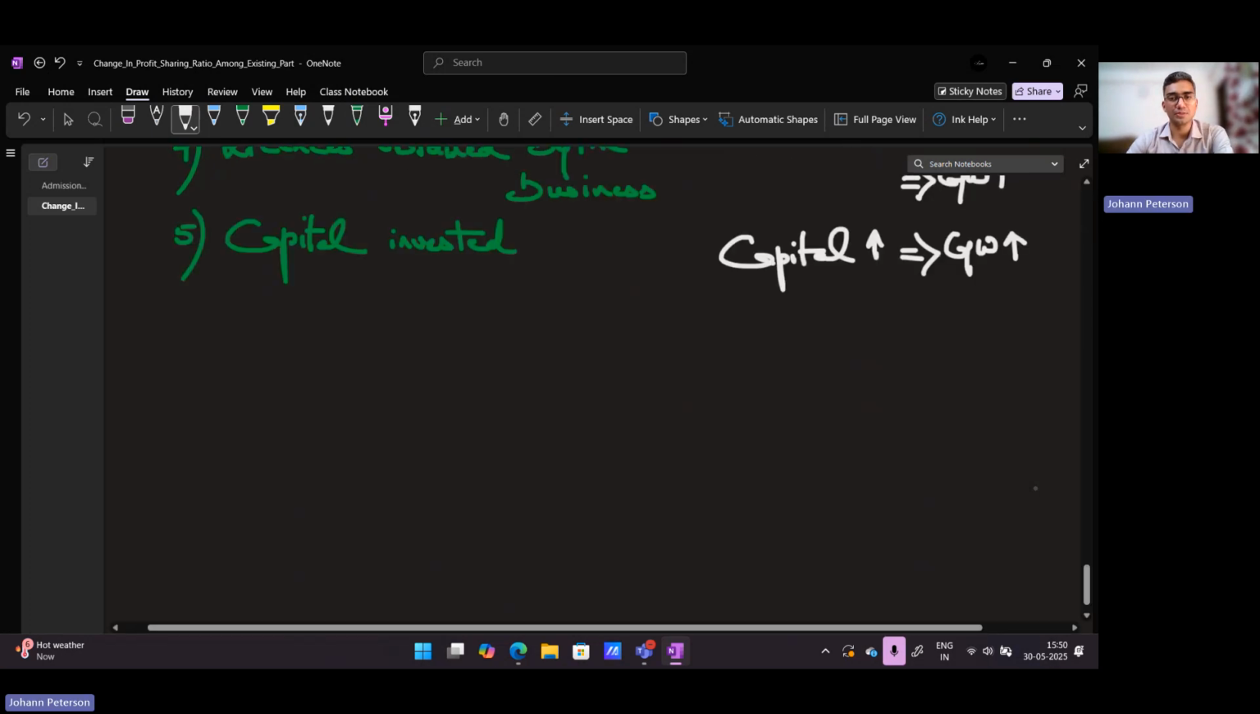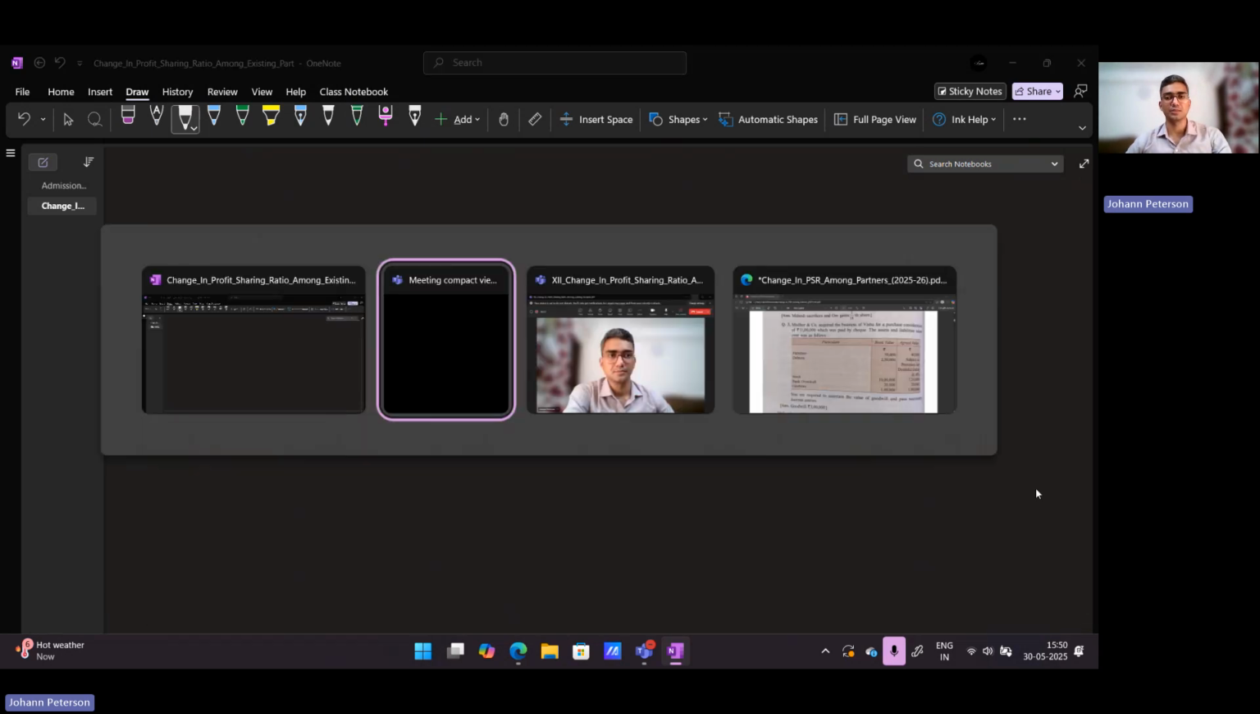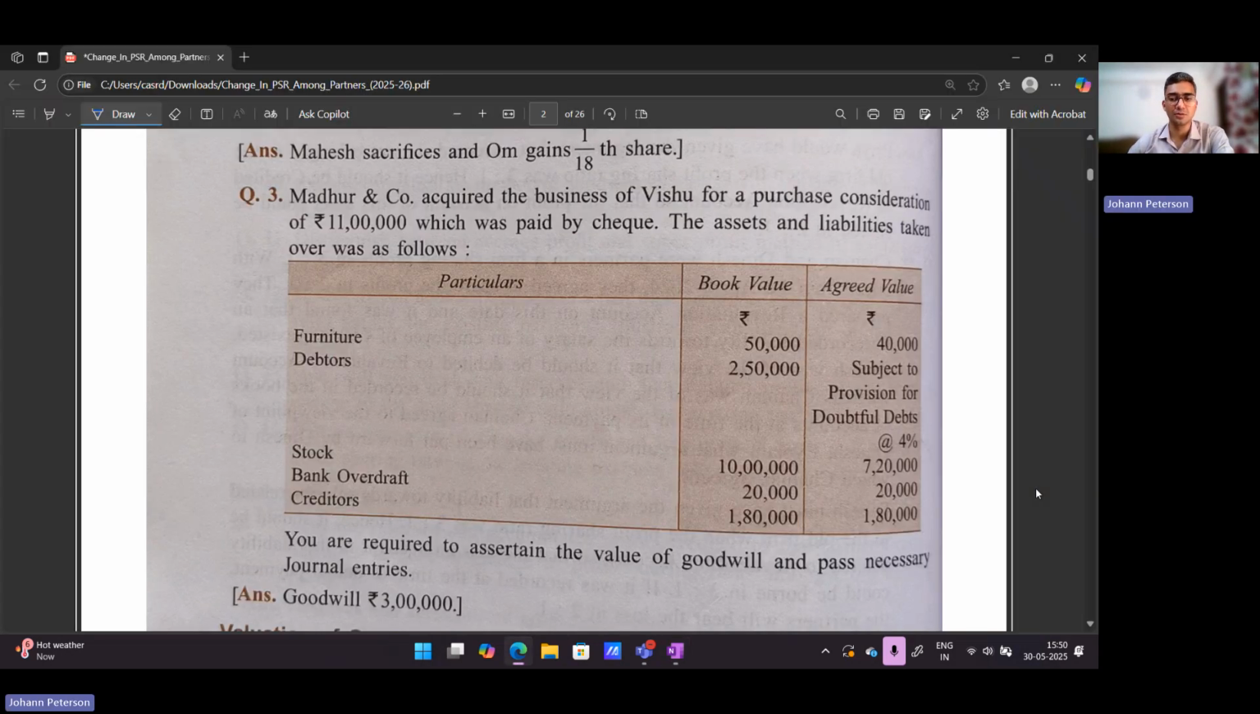Before we go on to the second category of goodwill, we'll just do a question. So let's open that question in the book, which is on the goodwill which is written down in the books. So that is why we are calculating it. So let's do question 3. It says, Madhu, just read through the question.